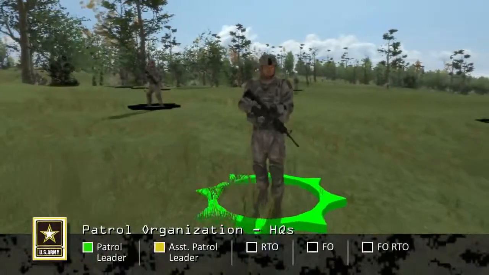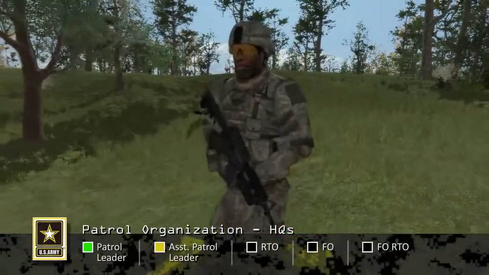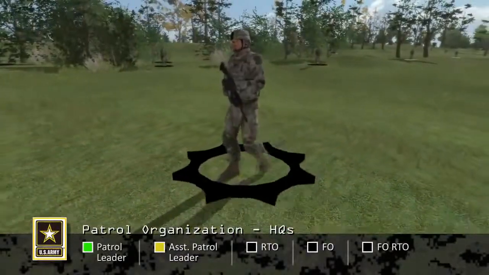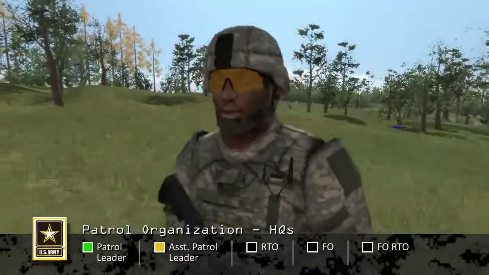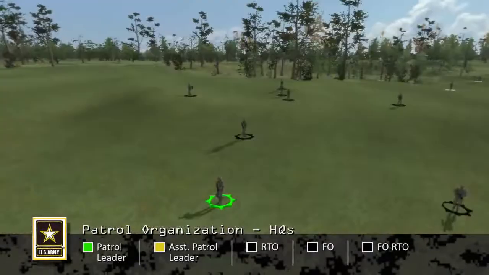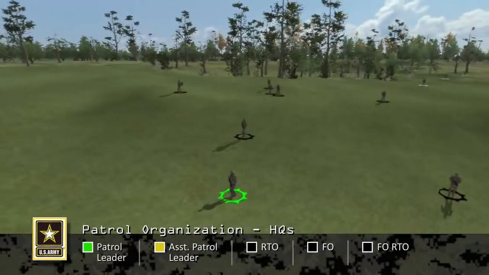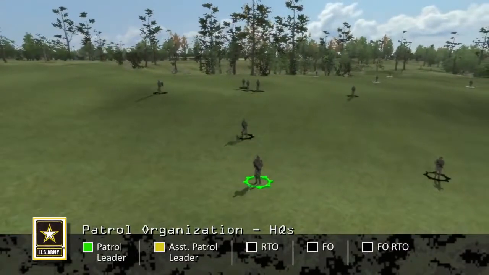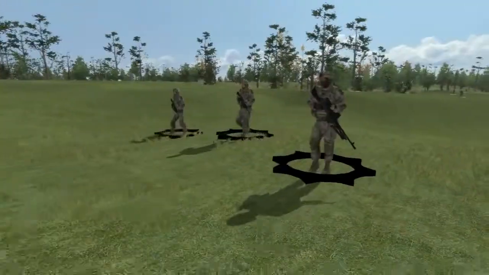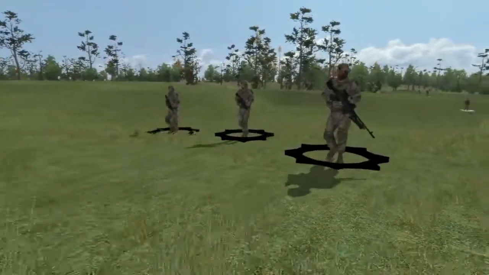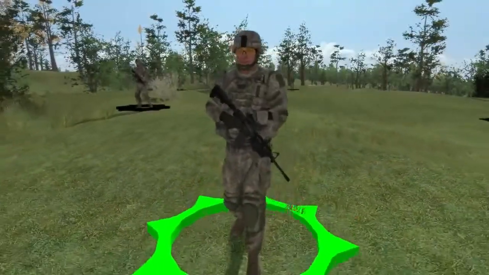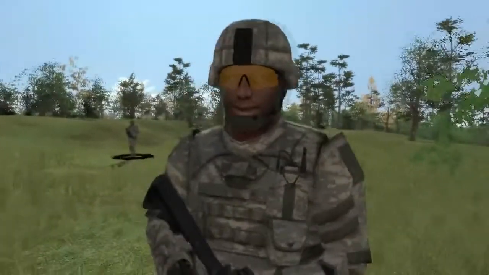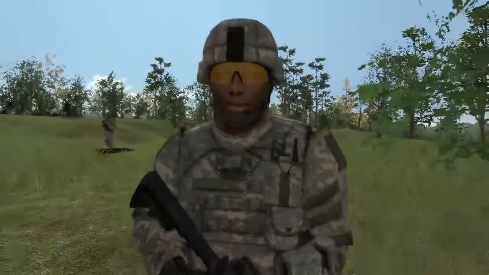The headquarters consists of the patrol leader, assistant patrol leader, radio telephone operator, RTO, forward observer, FO, and FO RTO, if required and attached. Additional headquarters elements may consist of any other attachments that the patrol leader decides that he or the assistant patrol leader must control directly. This often includes any machine gun team. The platoon or squad leader is assigned as the patrol leader. The platoon sergeant or assistant squad leader is assigned as the assistant patrol leader.